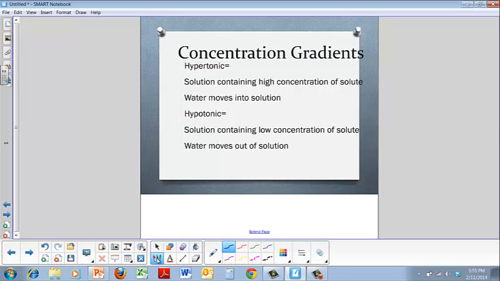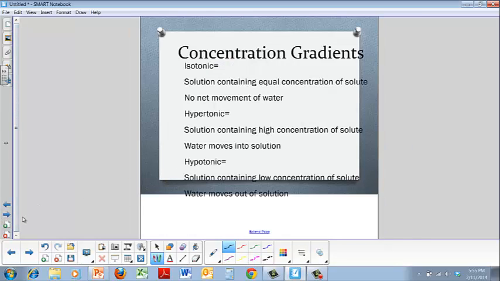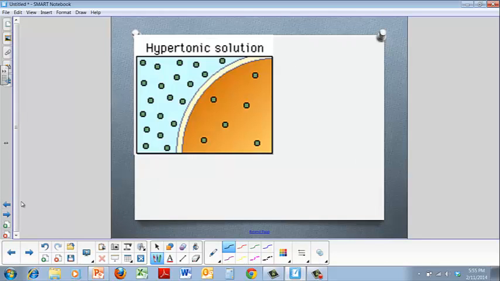Now, if we're going to talk about hypertonic, this prefix hyper means above. It means a lot. And the reason we call it hypertonic is because hypertonic solutions have a high concentration of solute. And when we have a hypertonic solution, water is going to move into that solution. We're going to talk about why in just a few minutes, but I do need to show you this diagram here.